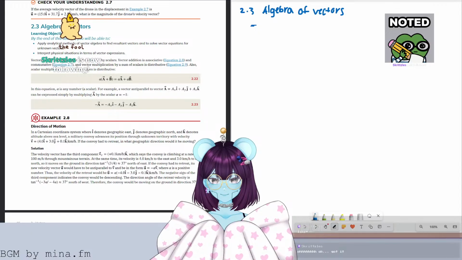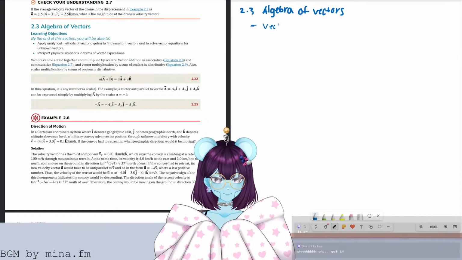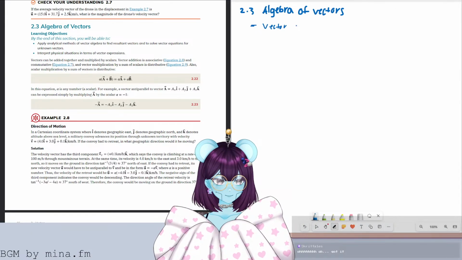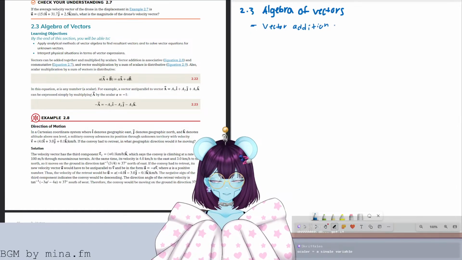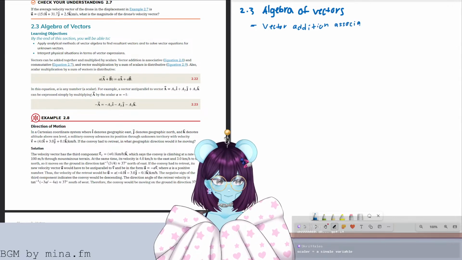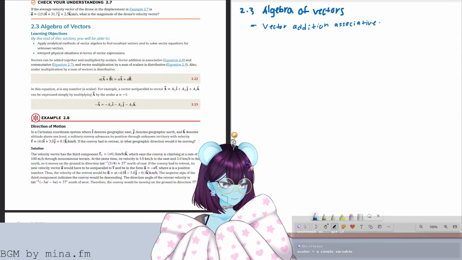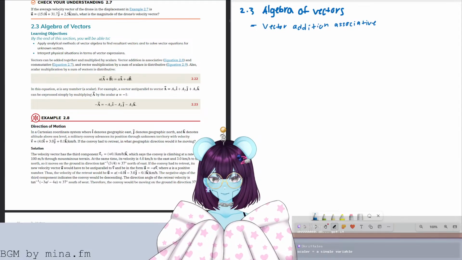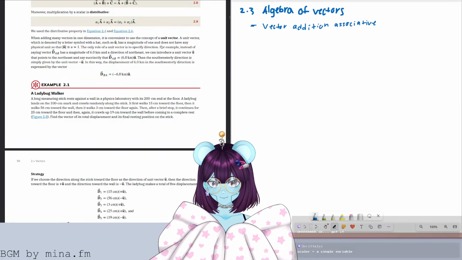Okay, so we can say vector addition. This is the quick review. Associative. Vector addition is associative, and I'm just gonna click on this. See.